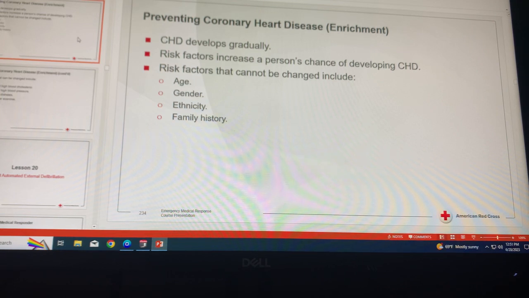The risk factors increase a person's chance of developing coronary heart disease. Risk factors that cannot be changed include age. We can't change our age, that's ongoing. Gender, it says cannot be changed, okay? Ethnicity, and family history. So these are things that cannot be changed, and some of this can be hereditary.